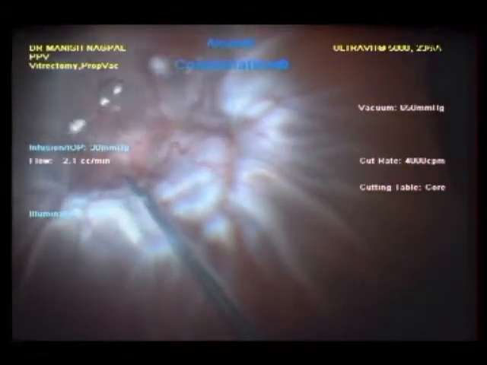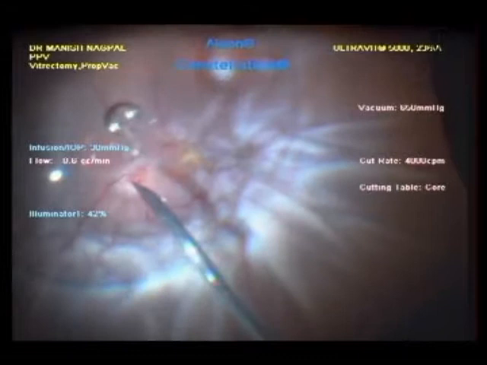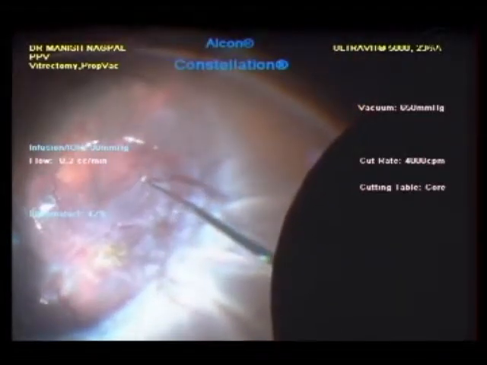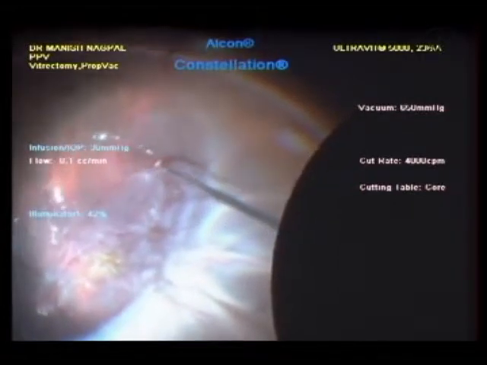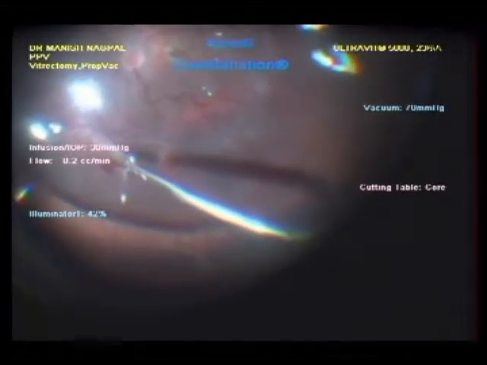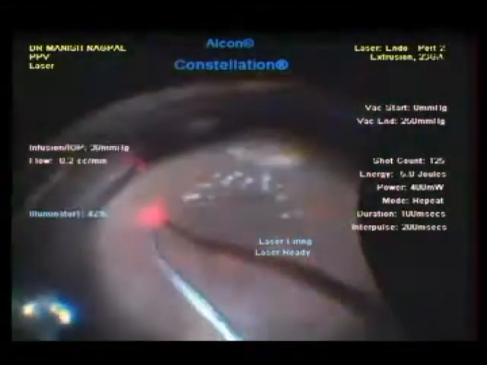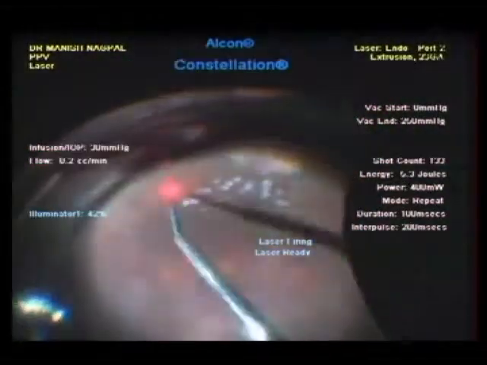Perfluorocarbon liquid is used to stabilize the posterior pole. Epiretinal membranes are identified and removed. Endodrainage is carried out to flatten the retina. Retinopexy is achieved using endolaser and silicone oil is injected.